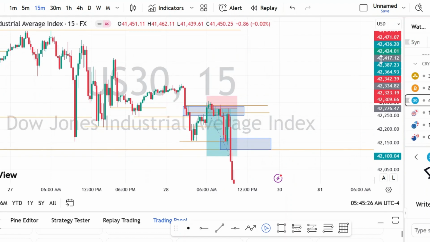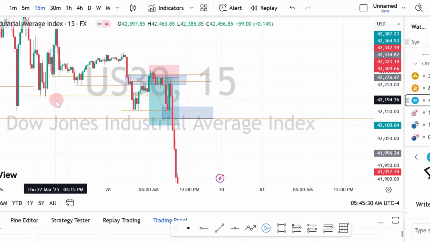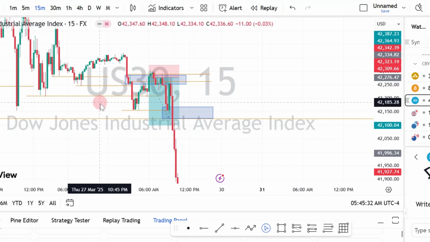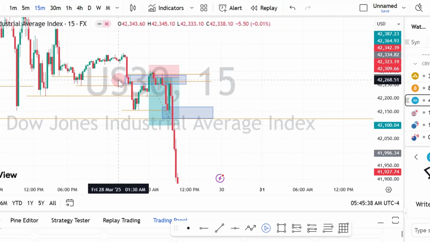So I was now looking for where to cut my entry here. Immediately I spotted this break of structure here. I know that it's going to pull back, at least it should be able to pull back to this side. So now I set my order here.